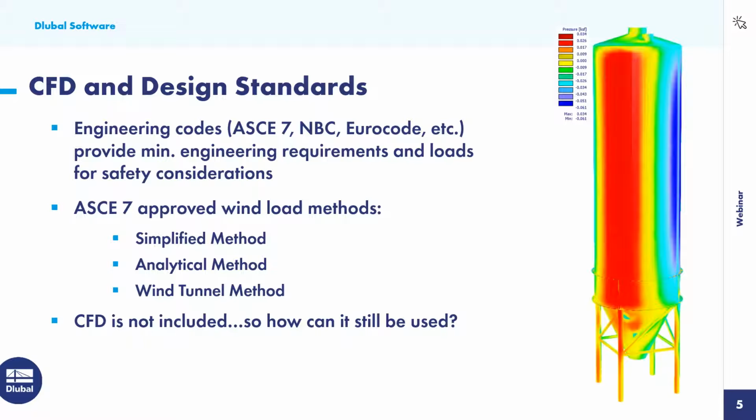When we look at the ASCE 7 in particular, there are 3 approved wind load methods. The first is the simplified method. This should really be carried out for simple, symmetric, and short structures that have no unique environmental factors. Then we have the analytical method. This is for structures that fall outside that simplified method, but are still considered regular. And finally, we have the wind tunnel method. This is going to be for all other structures that are considered irregular. And you'll notice here that CFD is not included in this list. So we might be wondering, how can it still be used while abiding by the standard?